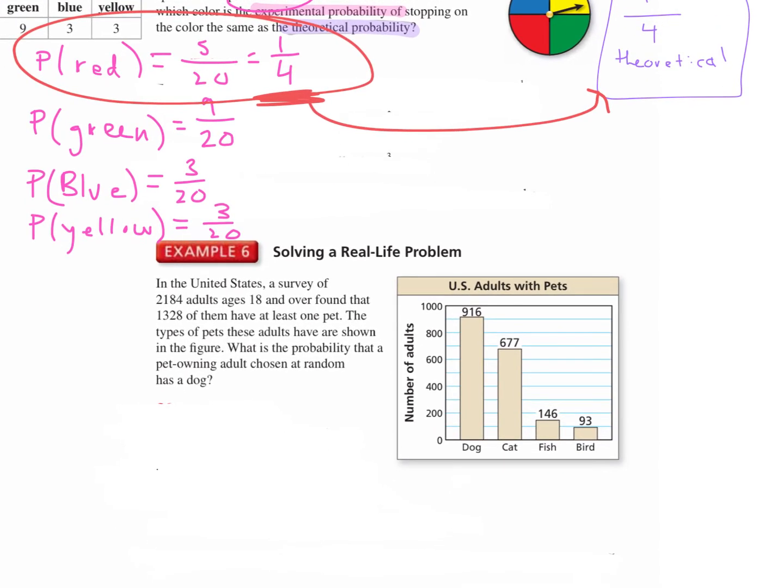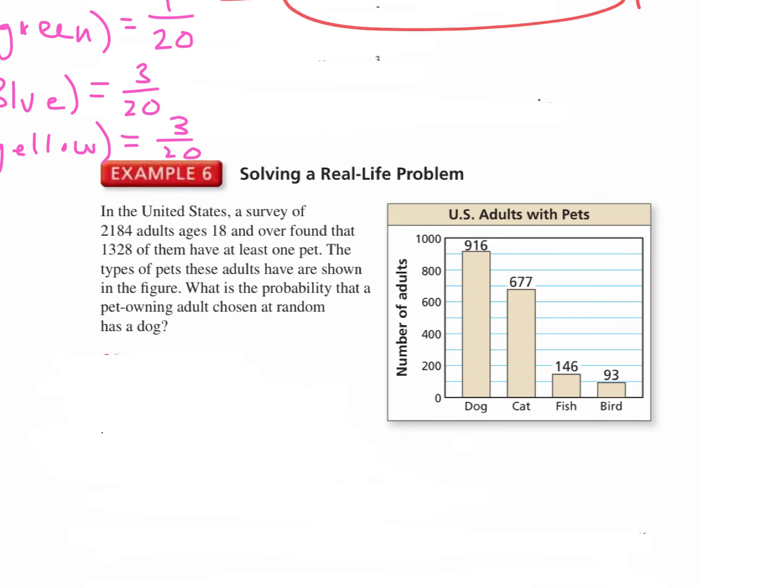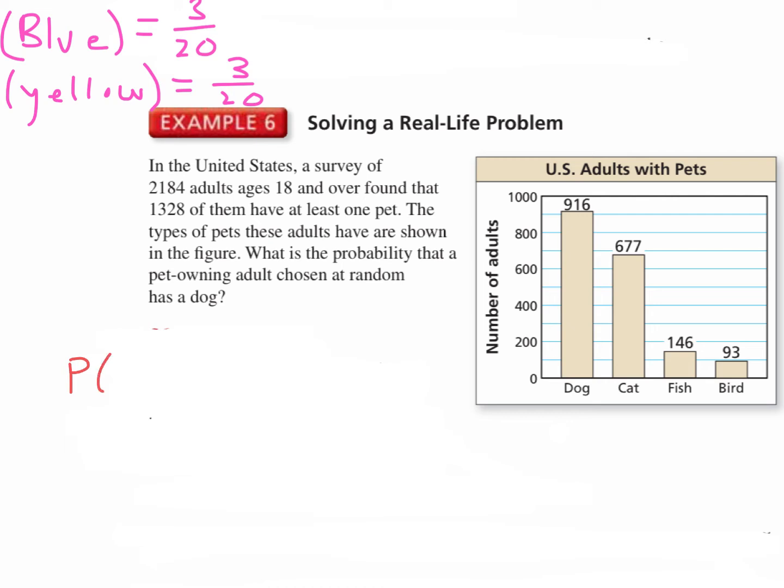All right, let's take a look at example 6. In the United States, a survey of 2,184 adults ages 18 and over found that 1,328 of them have at least one pet. The types of pets these adults have are shown in the figure. What is the probability that a pet-owning adult chosen at random has a dog? So the probability of the adult having a dog. How many adults have a dog, looking at our chart?